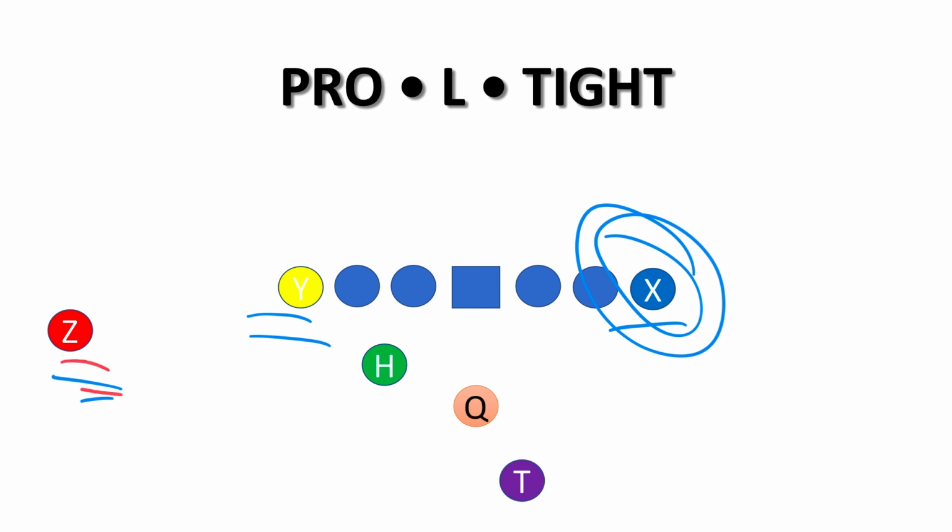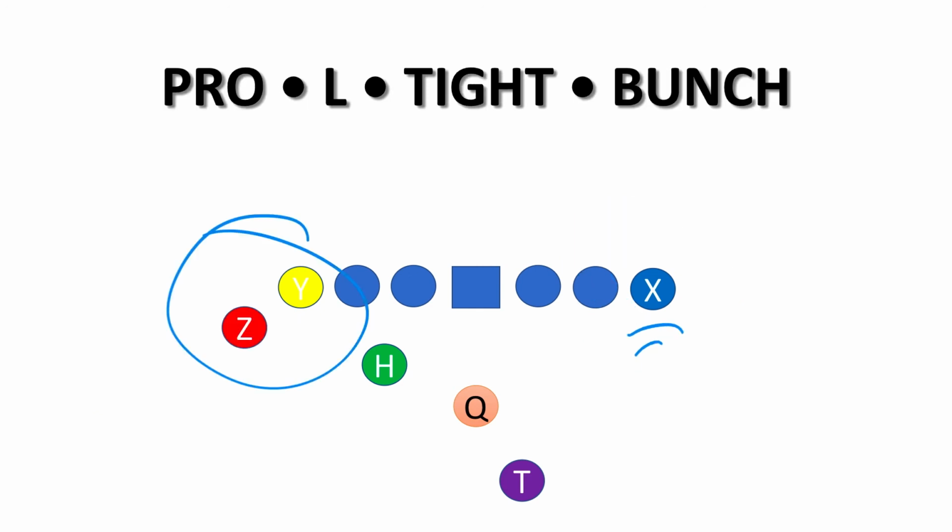Okay, pro left, so Z's on the left, tight ends on the left, tight. Pro left, tight. Okay, pro left tight bunch, so there's your tight tag, there's your pro left with a bunch.